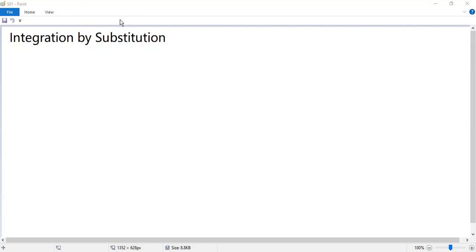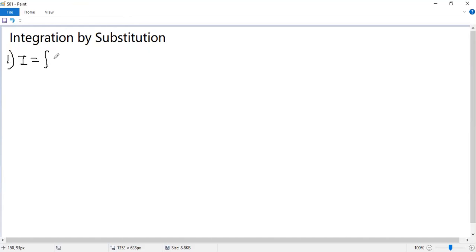Today, let's talk about how to integrate by substitution. The key idea for evaluating a definite or indefinite integral is to make the integrand simpler so that we can figure out the antiderivative. Let's look at an example.